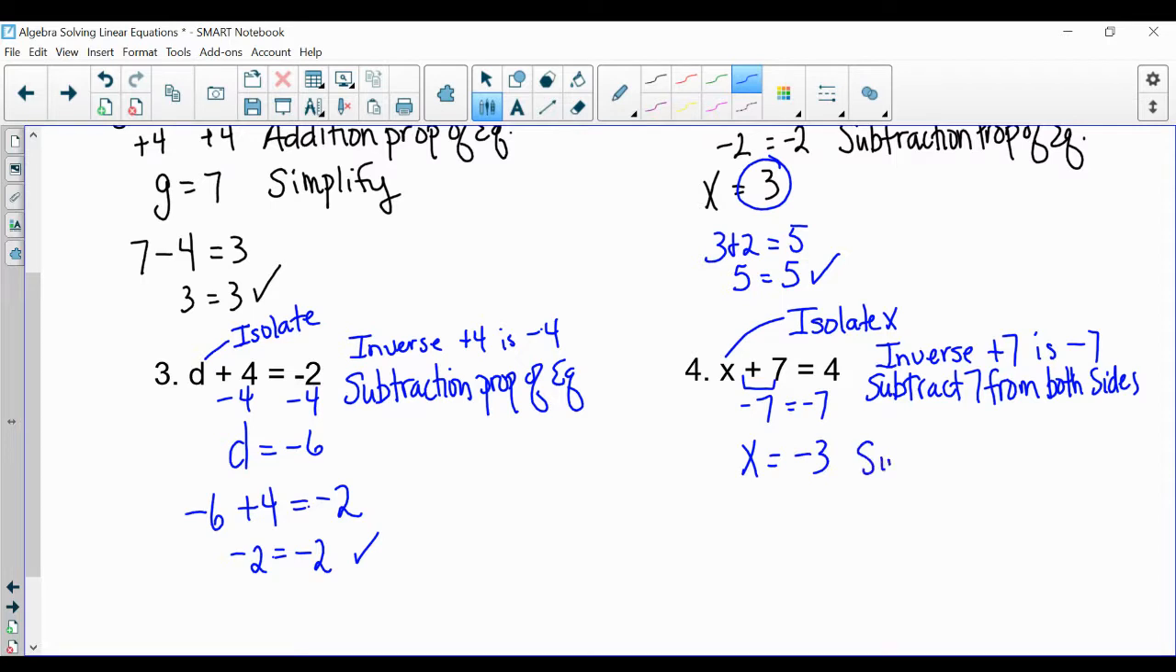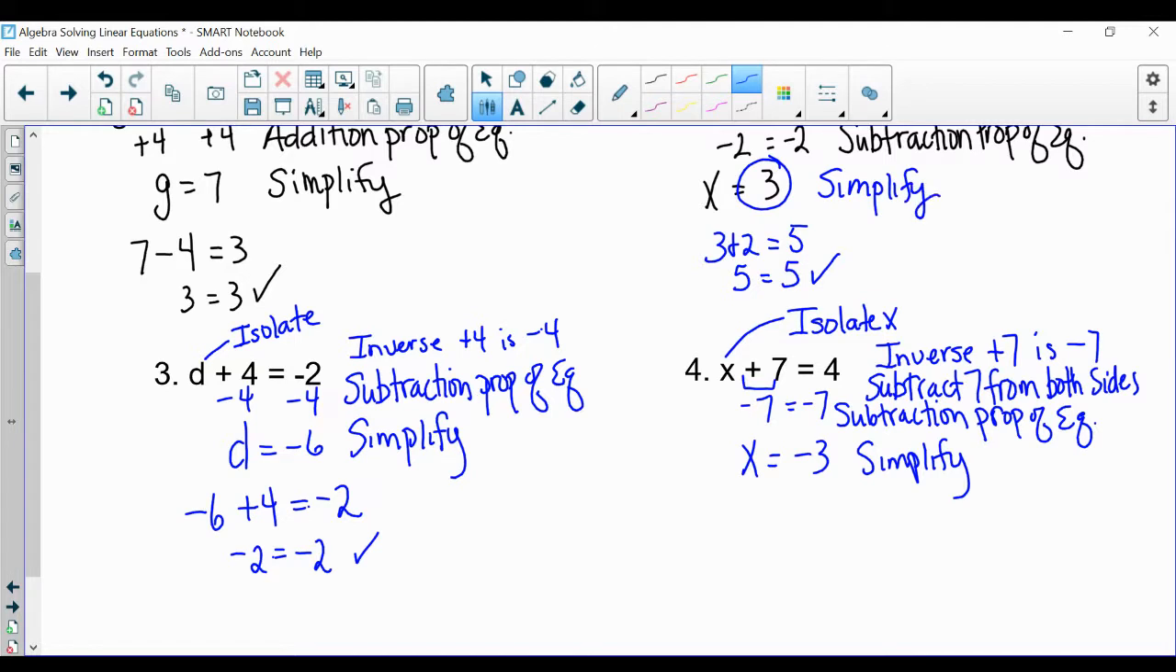So I'm just simplifying. Oh, I forgot to write my property. So I use the subtraction property of equality. And over here I simplified as well. I didn't write that, and I didn't write it up here either. So I'm just justifying my steps. Now I'm just going to check it. I'm going to take that negative 3 and substitute it back in.